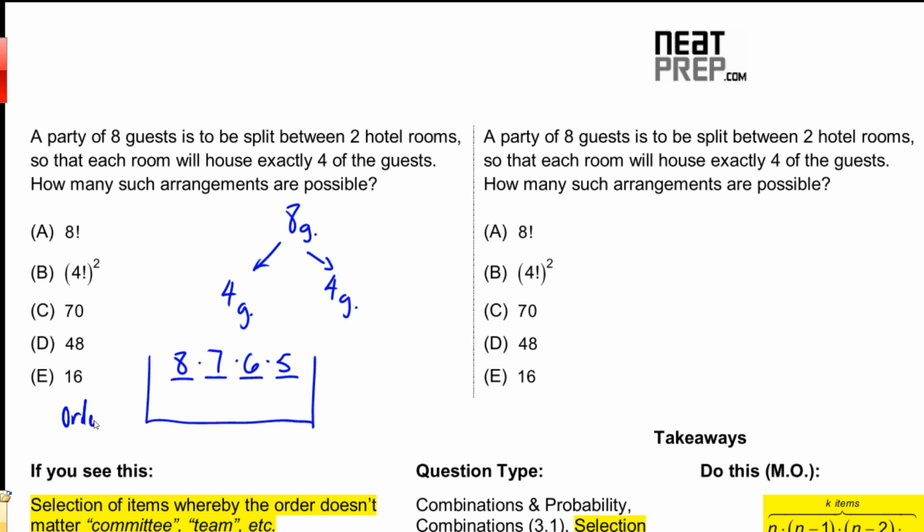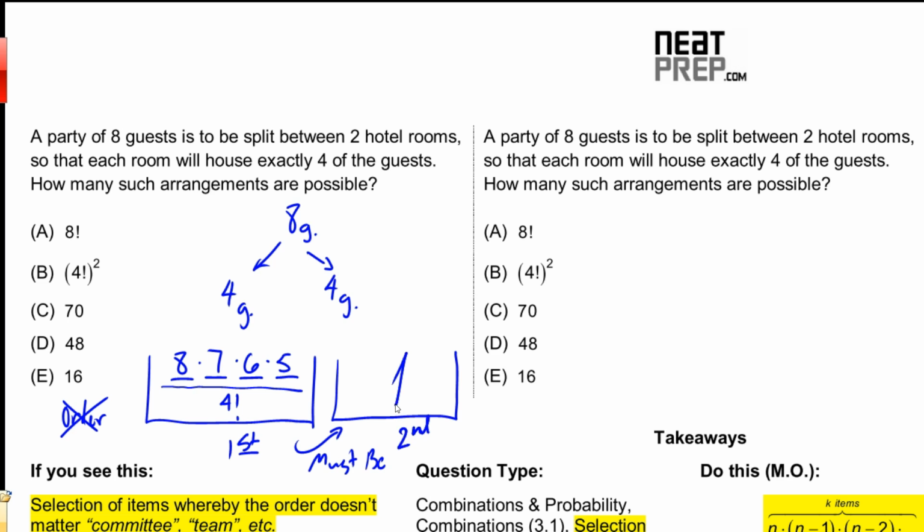1. Since the order by which we selected the guests doesn't matter, we must divide this expression by 4 factorial. 2. By selecting the first group of 4 guests, we also define the second group of 4 guests. Therefore, the number of possible arrangements for the second 4-guest group is 1. Always simplify before you multiply.